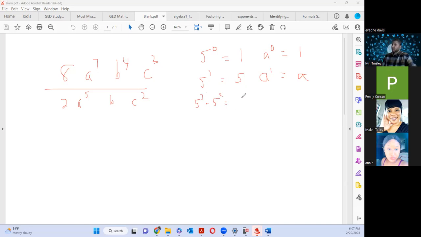What is 5 to the 3rd times 5 squared? Right, 5 times 5 is 25, but I don't want the actual value. So what you want to remember is when you are multiplying exponents with the same base, you add the exponents. So this is 5 to the 5th power, because 3 plus 2 is 5.